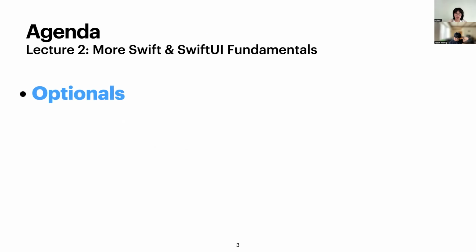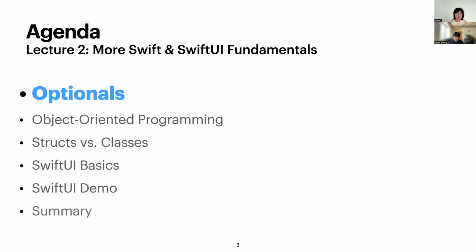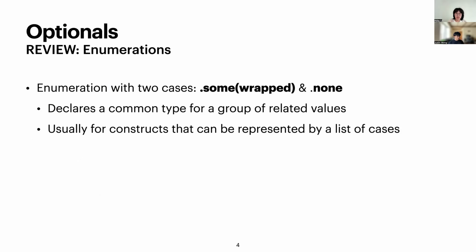And here's the plan for today. We'll go through optionals, object-oriented programming, structs versus classes, and later we'll move into SwiftUI. The goal is to make the Swift side feel solid before we get deeper into UI, and we will call it a day. Let's start by connecting optionals back to something we may have already seen, enums.